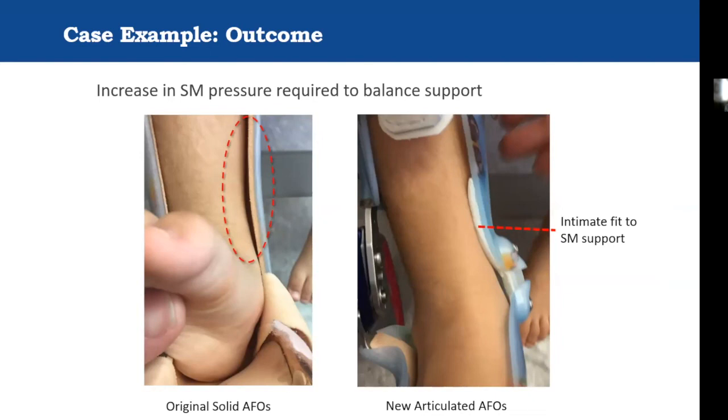The other thing is, if you look here, you can see that this trim line is just shy of the axis of the tibia, and so it's a little bit difficult to utilize that to actually resist that calcaneal valgus. On the new orthosis, we have a much more intimate fit, which was accentuated by a pad just proximal to the medial malleolus in order to resist that calcaneal valgus directly.